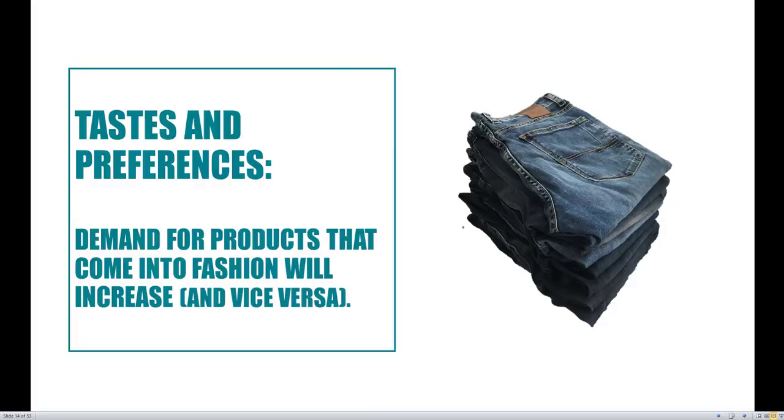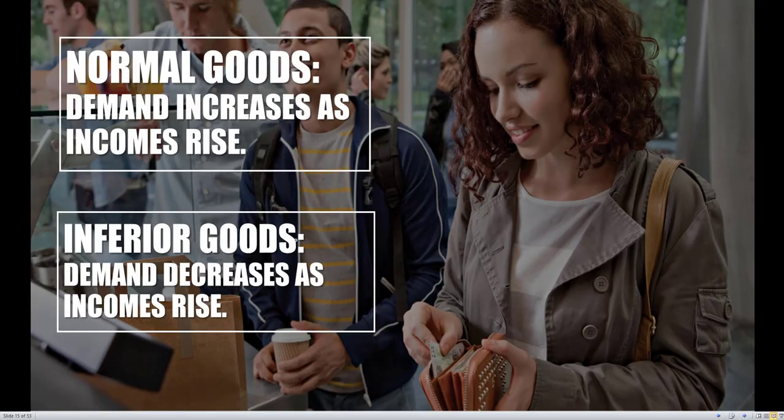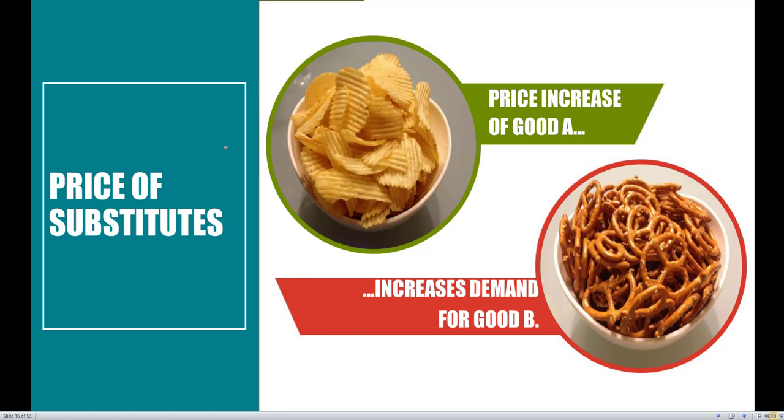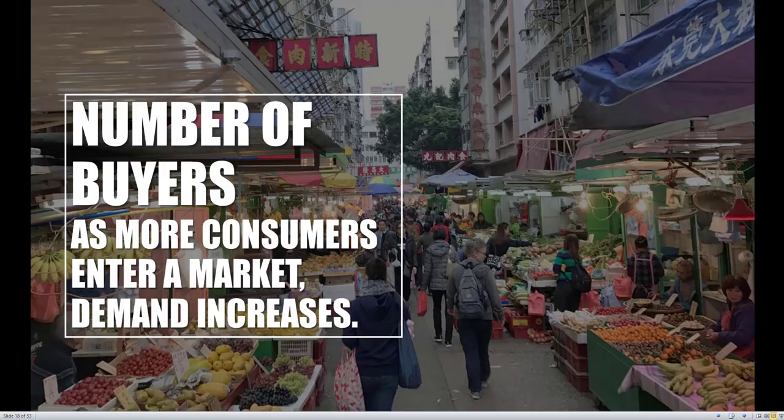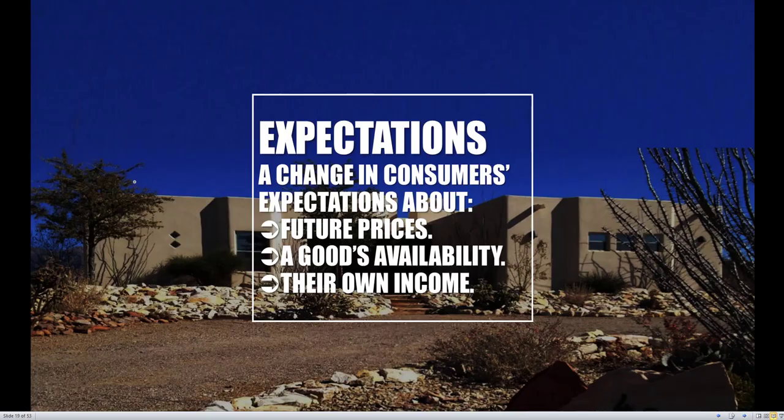So in this section, we tackled all these determinants right here. We tackled taste and preferences. We tackled normal goods, inferior goods. So what happens to each of these goods when your income changes? We take a look at the prices of related goods, the substitutes and complements. We also took a look at the number of buyers, which is the most trivial one. And then finally, the expectations about future prices, a good's availability, and your own income. So go ahead, get a lot of practice with these determinants of demand. We'll have to do the same thing in terms of supply. Draw these graphs out, get a lot of practice by taking a look at the practice problems, and then we'll go ahead and try to wrap up our demand section in the next videos.